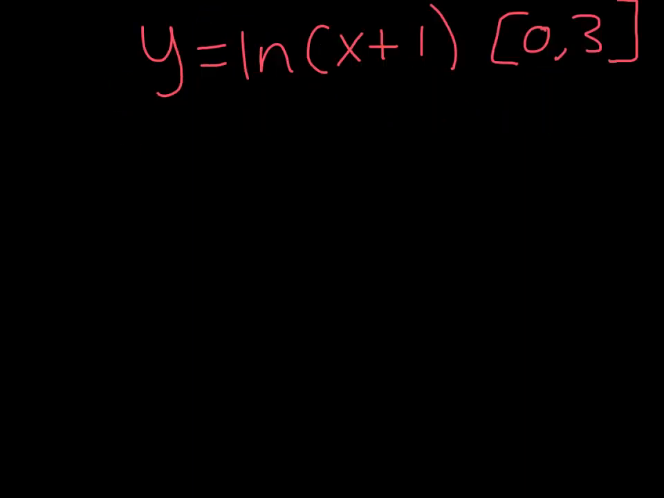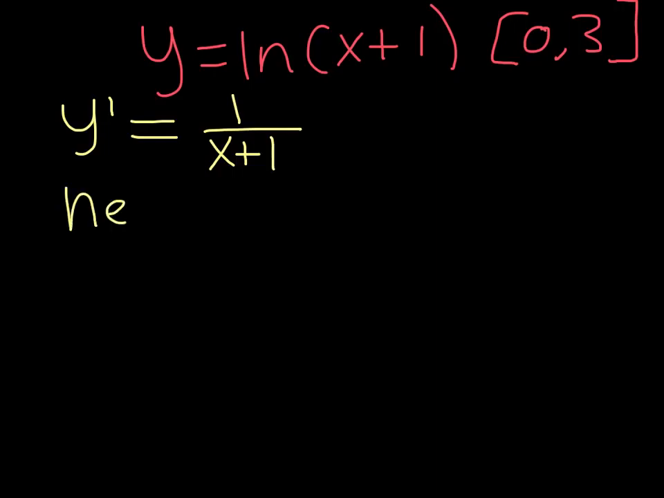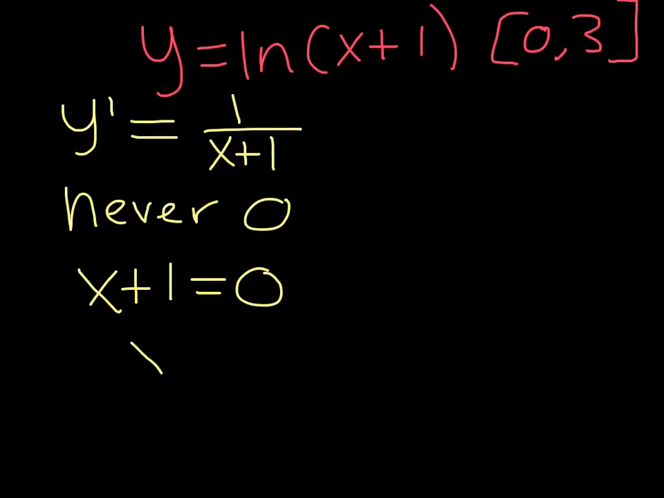So we are going to find the absolute max and min of y equals ln x plus 1 on the interval of 0 to 3. The first thing we need to do is find the derivative, which is 1 over x plus 1. We know this is never 0. We do, however, need to find where it's undefined, so we're going to set the denominator equal to 0, and we get x equals negative 1. If we look up on our interval, negative 1 is not part of it. So we need to set up an xy chart.